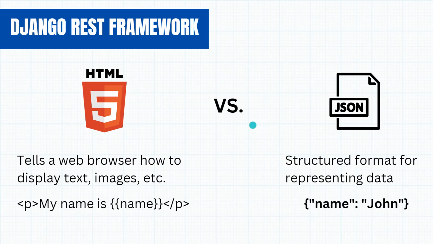On the other hand, JavaScript Object Notation looks very similar to a Python dictionary. It is a key-value pair. So in this case, it has a key of name and a value of John, and it doesn't specify anything regarding how it should be displayed or how it should look. It's just the structured data.